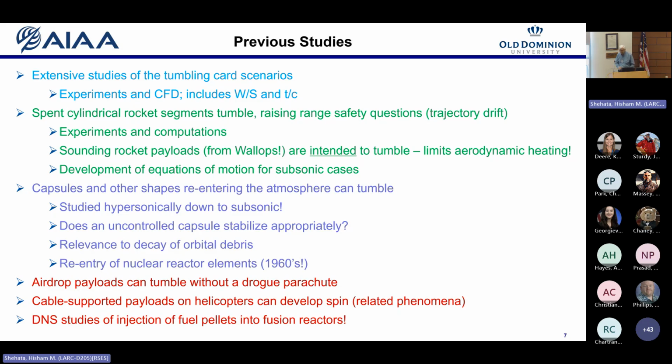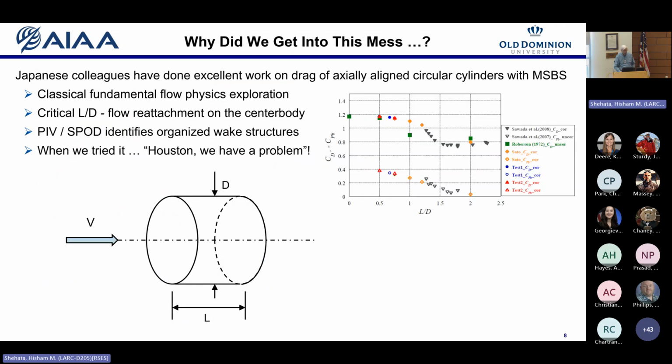And it gets weirder and more wonderful right down the bottom. People have actually studied injections of fuel pellets, little things that look like a Tylenol pill, into fusion reactors, and the Reynolds numbers are very low, and they worry about whether the thing will spontaneously tumble as it goes in. Who knew? So how did we get into this mess?